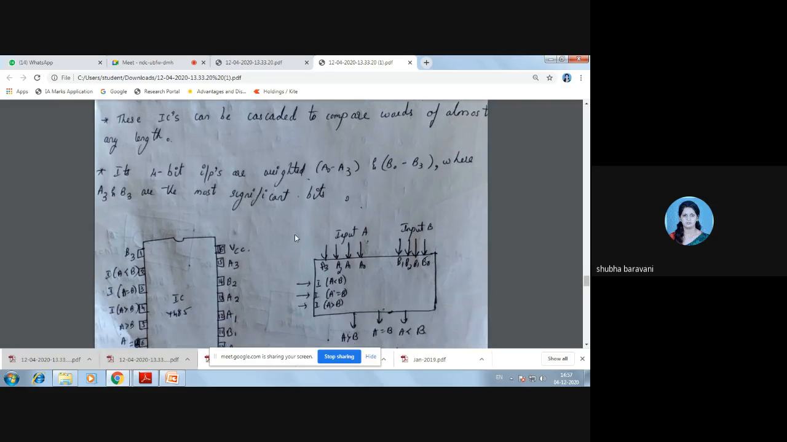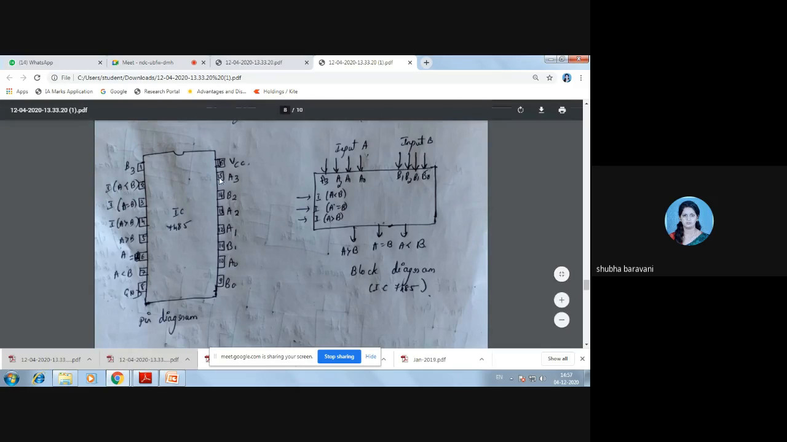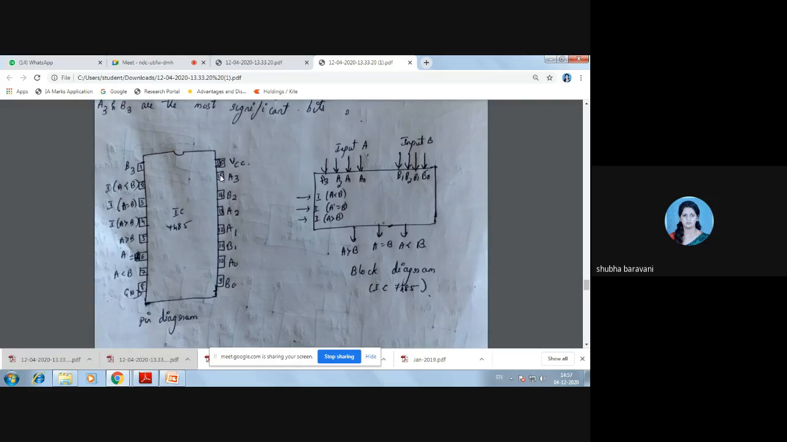Right? So this is a pin diagram for the 7485 IC, where pin number 8 is grounded. Most of the ICs you see have pin number 8 grounded and pin number 16 always connected to VCC. This is a common thing in any IC you see.